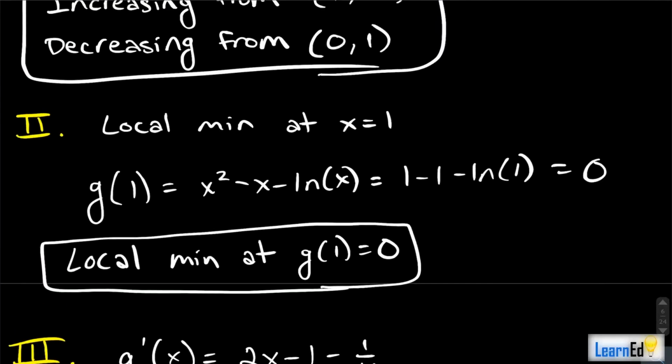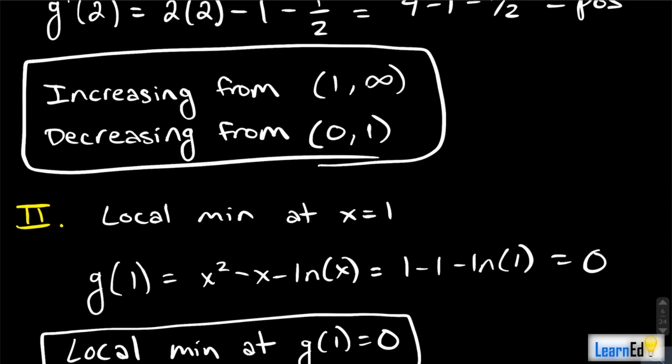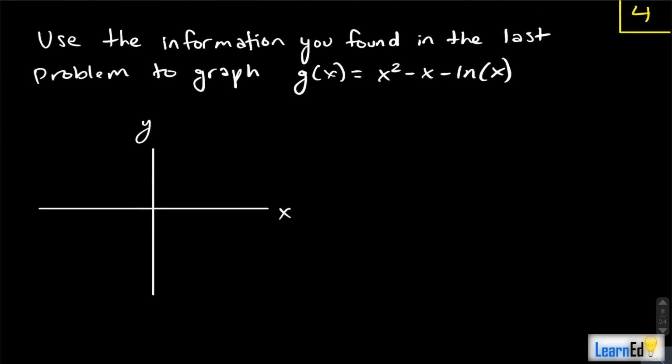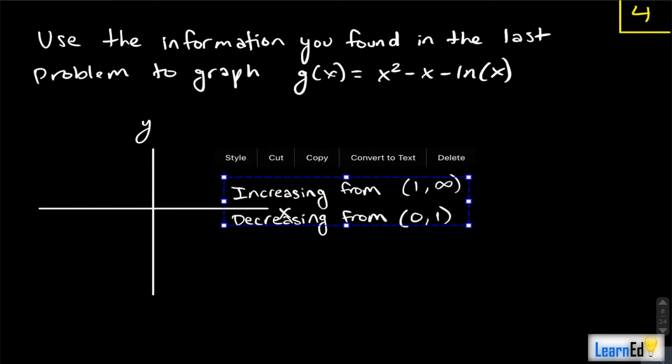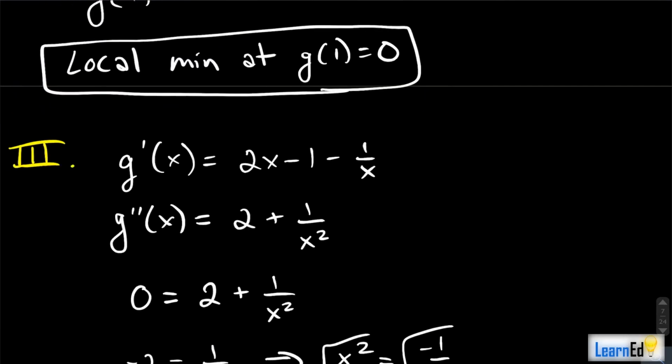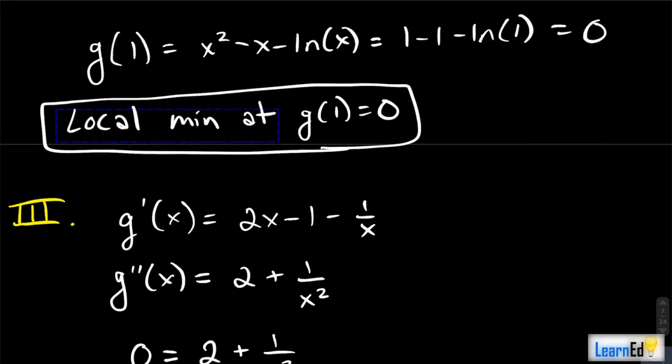Okay, so let's bring down all the information. Okay, first off, we have our increasing and decreasing. Okay, we'll bring that up here. We'll bring down that we have a local min.